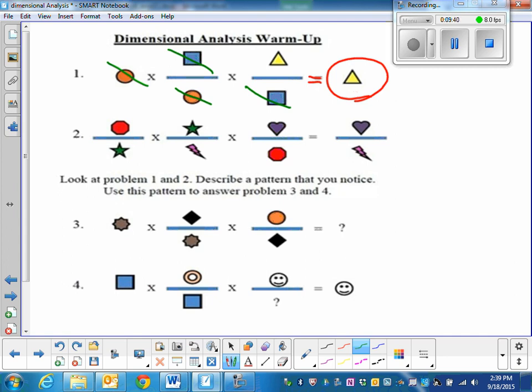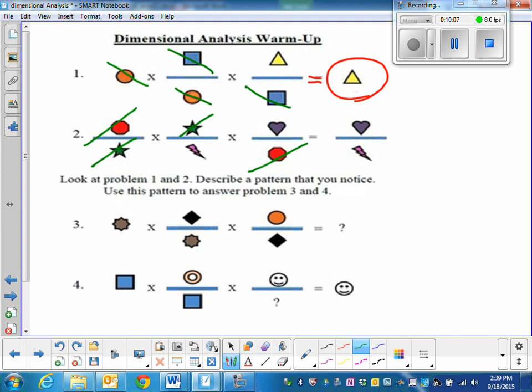Can somebody help me with the next problem? Who volunteers to help me with the next? Yes, Austin. Okay, so I cancel out the stars. Okay, the red is the octagon, so I cancel out the octagon. And what am I left with? So do you see that? I'm left with the heart and the lightning bolt.